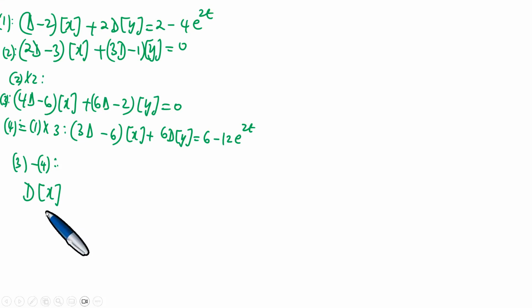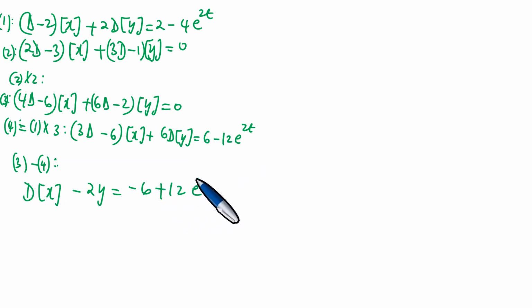So we continue. Next we look at the elimination method here. We get this here, and now we look at the y's. We already said 3 minus 4 is neater. So 6D minus 6D is going to be 0. We have this one here minus nothing, that is a constant being subtracted from D, and that gives us minus twice y. Now we have 0 minus 6, which is exactly minus 6, and 0 minus into minus 12, which is 12 e to the twice t. So we get this.